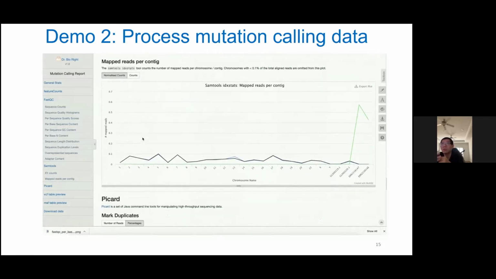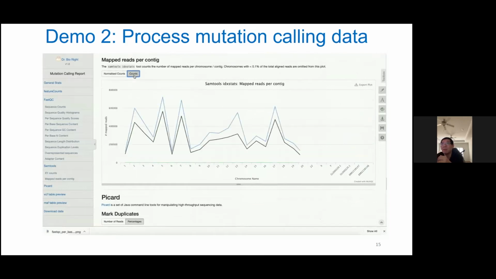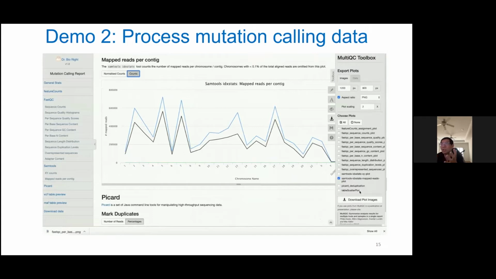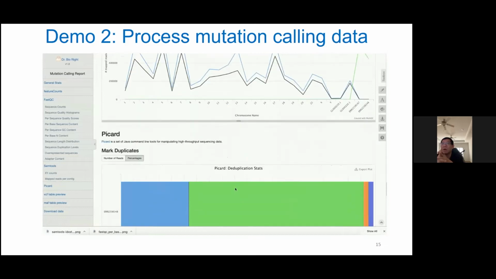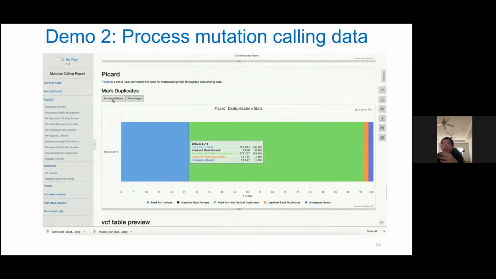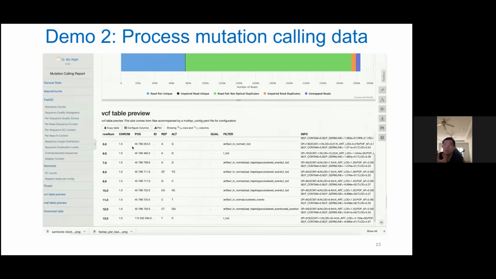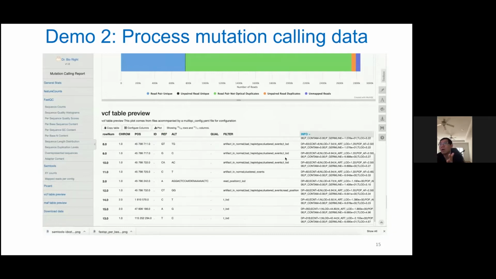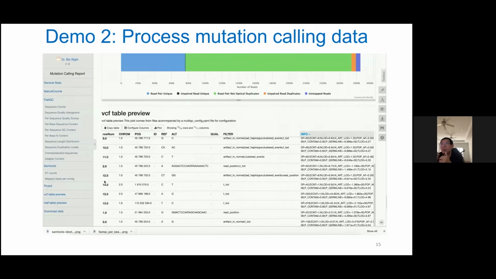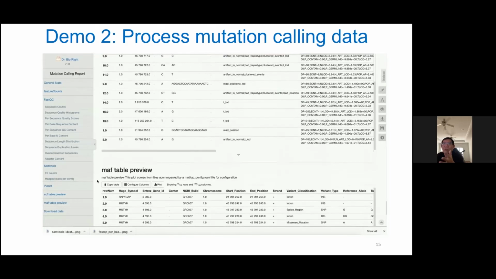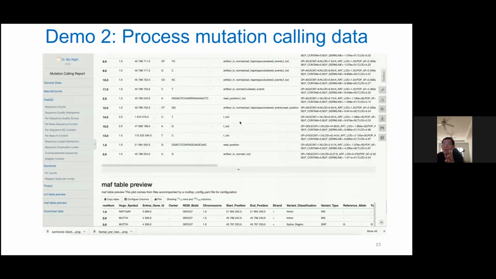Then you can see the read mapping, mapping rate, and so on. Again, each figure you can download to keep by yourself. And then you have the duplicability. If everything looks good, essentially they output the mutation calling. You see here we tell you the chromosome, the position, the reference allele, the filter, and so on. You also have different formats like MAF.